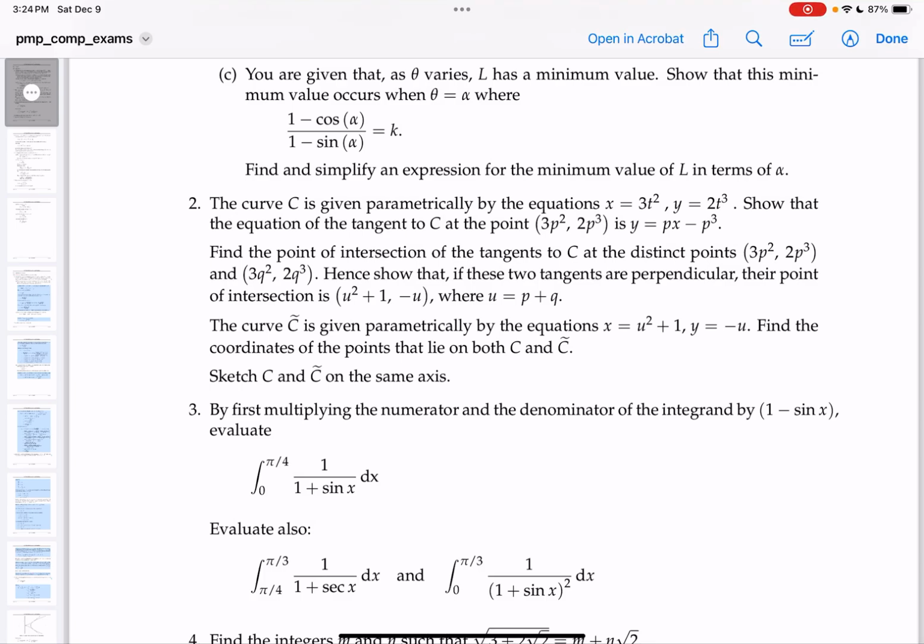Okay, number two, it's like a longer problem. Certainly number one was a long problem too, but let's take a look at number two. It says a curve C is given parametrically by x equals 3t squared and y equals 2t cubed. Show that the equation of the tangent to C, the curve, at the point (3p squared, 2p cubed) is y equals px minus p cubed.